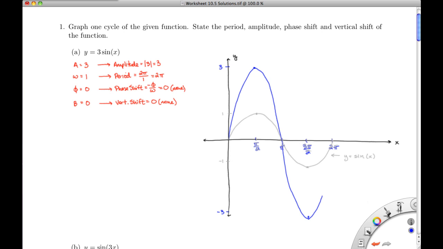And then we come back here. And of course this would continue infinitely in either direction, but we're only asked to graph one cycle here, and that would be the one we have there. So if we were to get rid of the original sine function, this is what we would have now as our transformed function. So it has a period of 2 pi, there's no phase shift, there's no vertical shift, and the amplitude has been raised to 3.